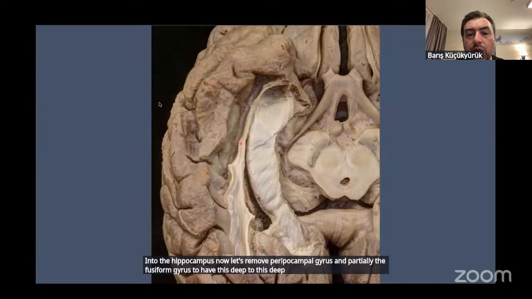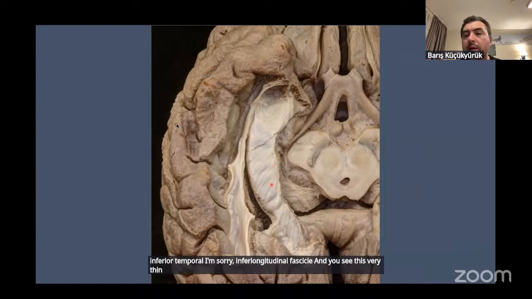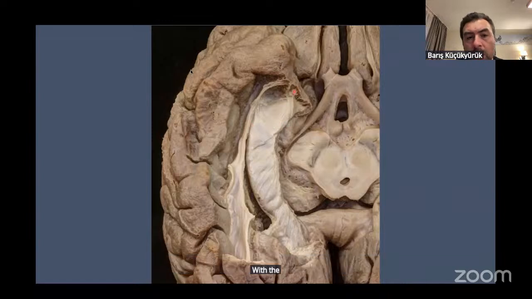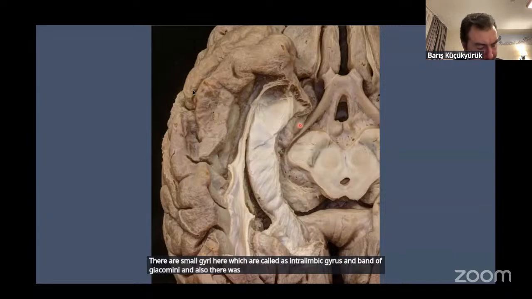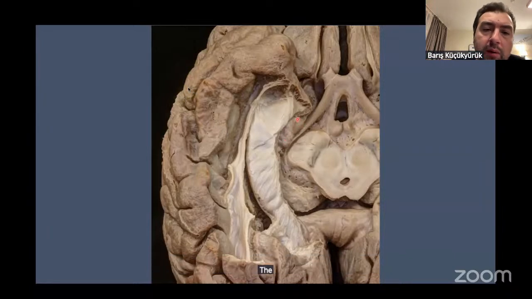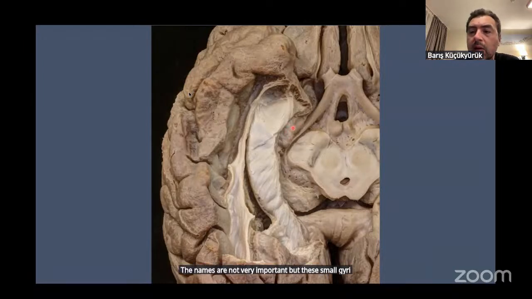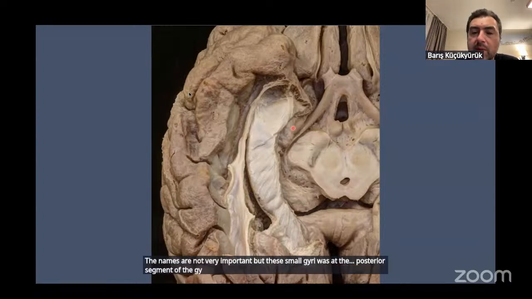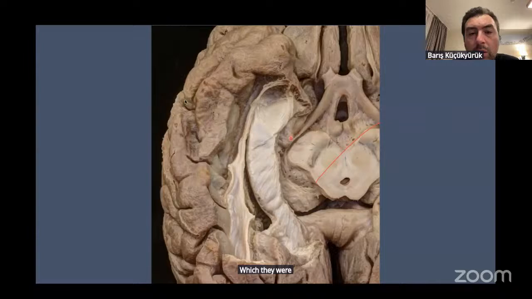Deep to the fusiform gyrus, we have the inferior longitudinal fascicle, and you see these very thin fibers which connect the parahippocampal gyrus with the hippocampus. As you see, this is the anterior segment, this is the posterior segment. There are small gyri here called the intralimbic gyrus and band of Giacomini, and also the uncinate gyrus. The names are not very important, but these small gyri were at the posterior segment of the uncus, more specifically superior to the uncal sulcus, covering the head of hippocampus, which is this, and later we'll see the amygdala.